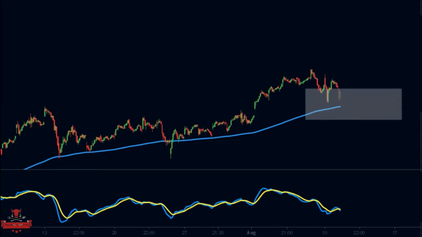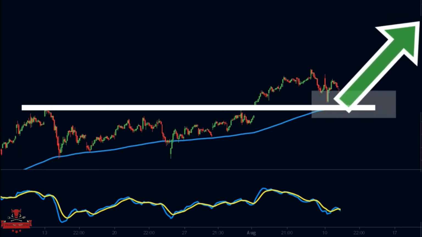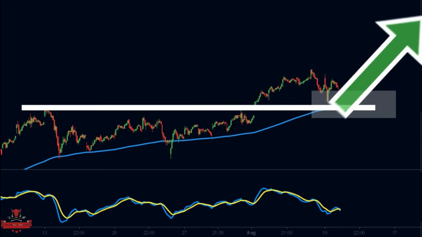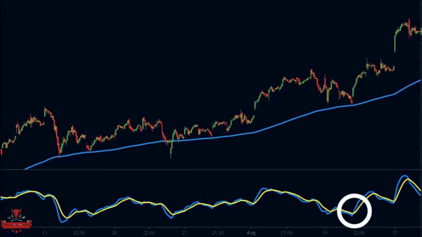This area also coincides with a strong level of support and resistance. This means that there is a high probability that the stock will bounce back and continue its uptrend after this pullback. We are now prepared to buy at this level. But we want to wait for the MACD to confirm our bias. Here is our entry trigger.